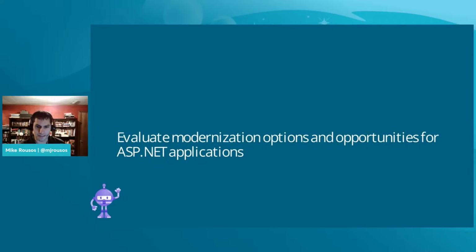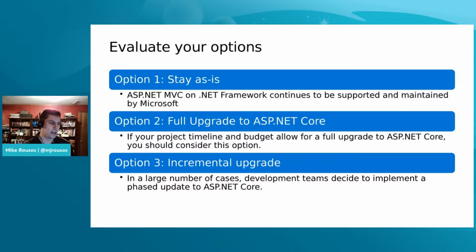Okay, so we're going to move on to the next unit in this Learn module. In this next unit, we're going to be talking about how you decide whether you should upgrade to ASP.NET Core, whether you should partially upgrade, or whether you should just stay targeting ASP.NET and .NET Framework. And those are the three options that this unit outlines. So option one is just stay as is.